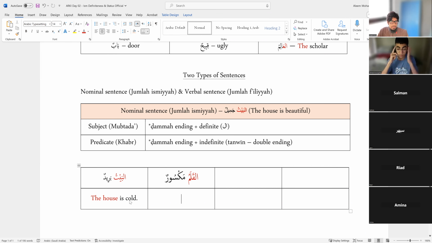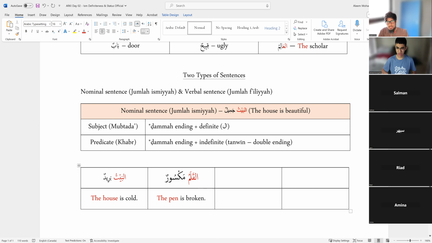Okay, good stuff. Pen is broken, right? And the way that we can tell that is because we have a definite ism coming in the beginning. It has a dhamma, so that's going to be my subject. And then afterwards, we have an ism that's coming, and it has a double ending. So that means it's indefinite, and it has a dhamma ending as well. Therefore, that will be my khabar. I drop the "is" in between, right?